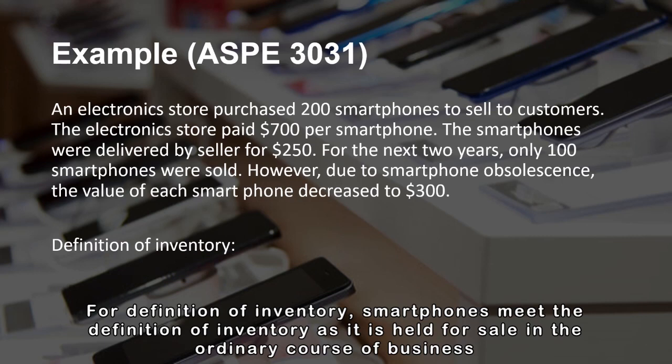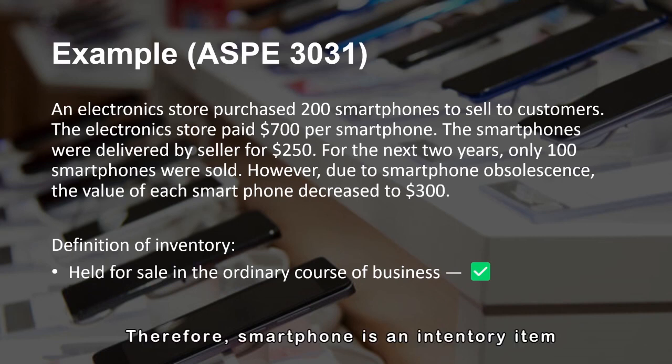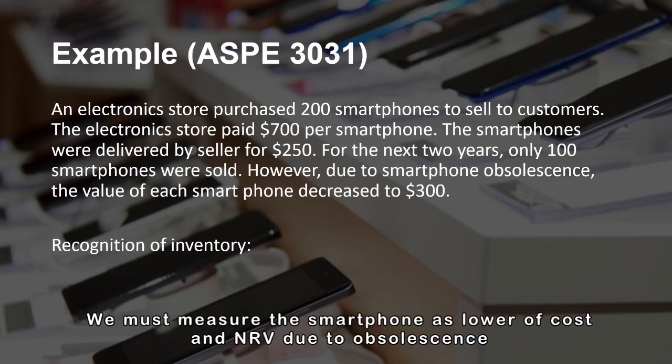For the definition of inventory, smartphones meet the definition of inventory as they are held for sale in the ordinary course of business. Therefore, smartphone is an inventory item. We must measure the smartphone as lower of cost and NRV due to obsolescence.